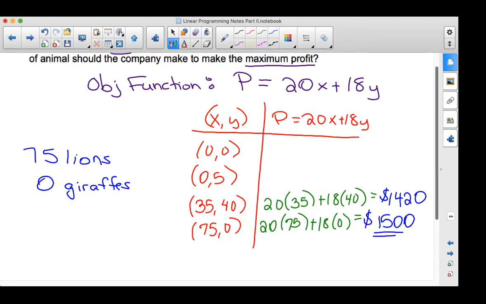Now, the next part of your business, if you have a business, thinking like, would that be best for your customers if you didn't have any giraffes? Probably not. So if you actually have the business and you're looking and saying it's only a difference of $80, I probably want to sell some giraffes too. But if we're actually relying on the data, then the data is telling us we're just going to sell lions.